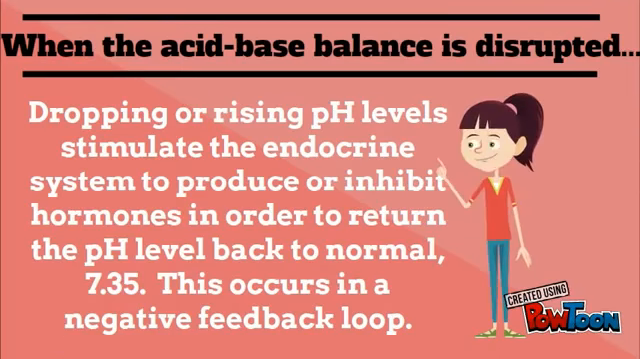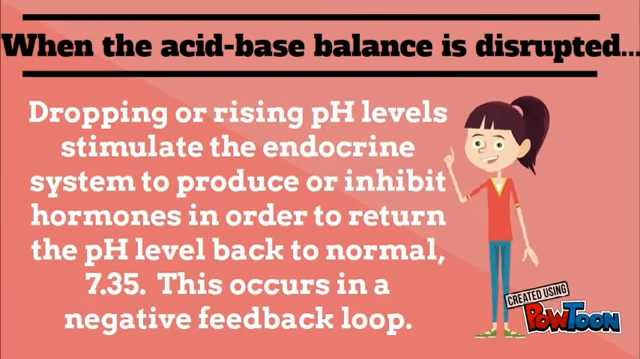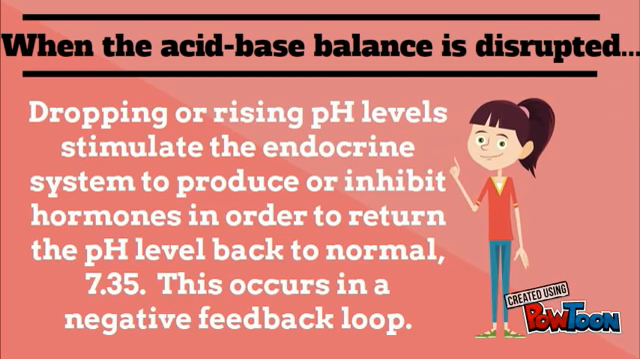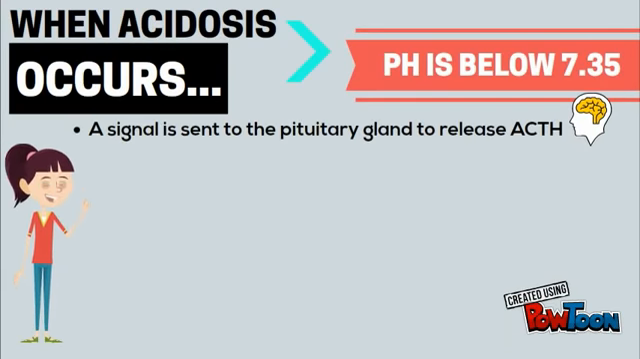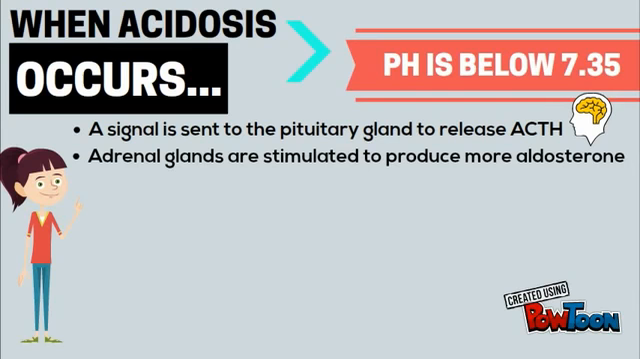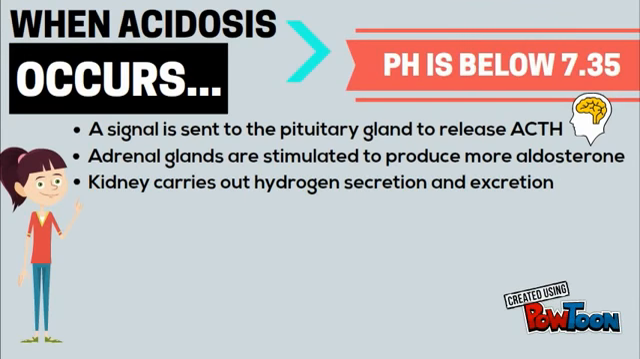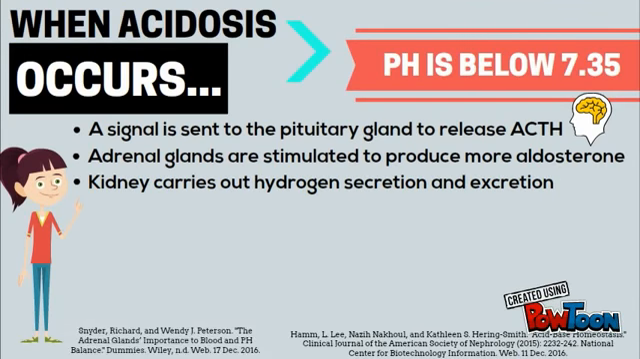Dropping or rising pH levels stimulate the endocrine system to produce or inhibit hormones in order to return the pH level back to normal, 7.35. This occurs in a negative feedback loop. When acidosis occurs, a signal is sent to the pituitary gland to release ACTH, stimulating the release of hormones by the adrenal cortex. The adrenal glands are stimulated to produce more aldosterone, which causes the kidney to carry out hydrogen secretion and excretion.